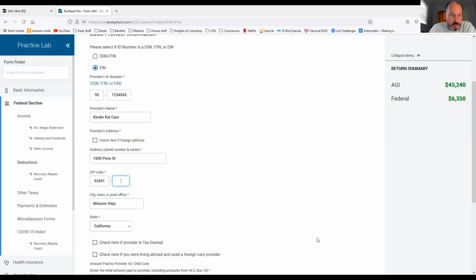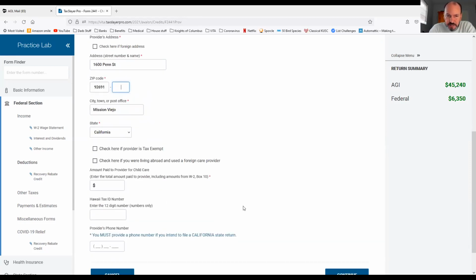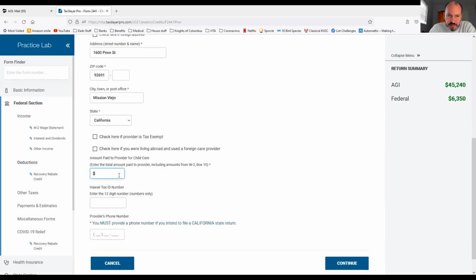Okay. All right, so then we put that information in, we cursor down to the bottom, and let's see, it's asking about the amount paid, in this case, $2,400. And then it says you have to provide a phone number. And I would think if you're dropping your kid off with someone, you definitely want their phone number and vice versa.